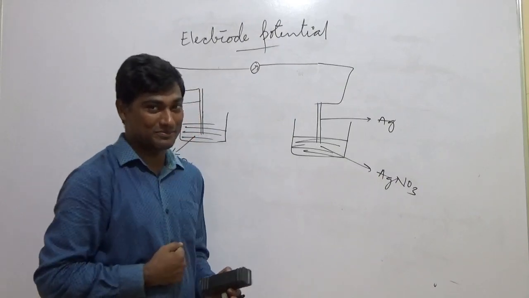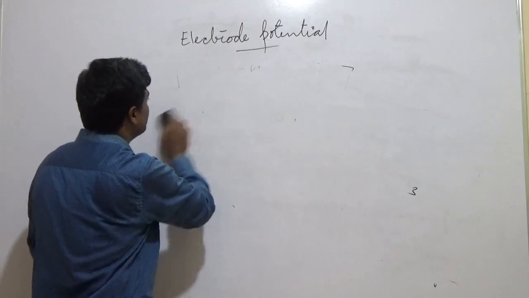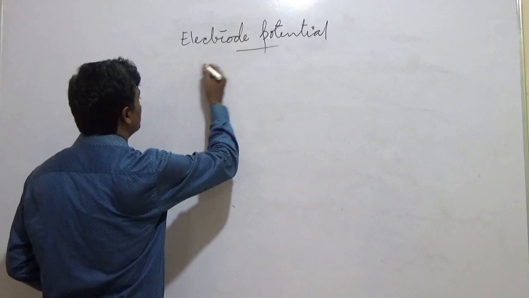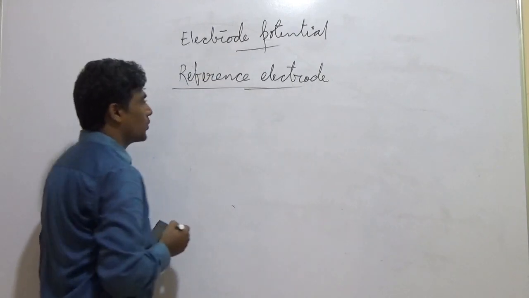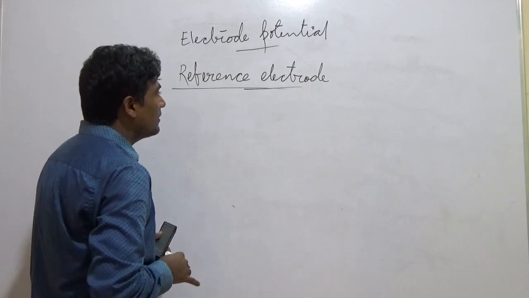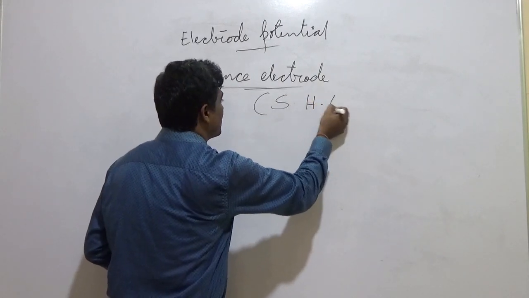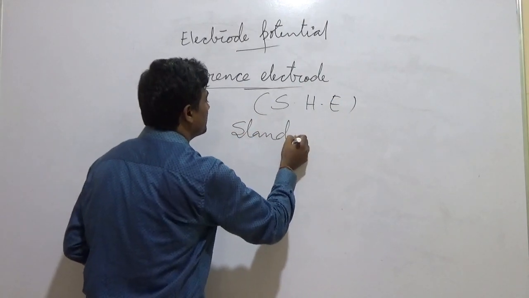That's the main problem. So we need a reference. Now, the reference electrode. This is a reference electrode. Here, what should be done? That reference electrode is nothing but the SHE. Okay, the reference electrode is the standard hydrogen electrode.